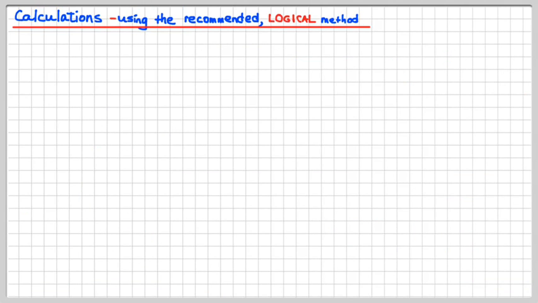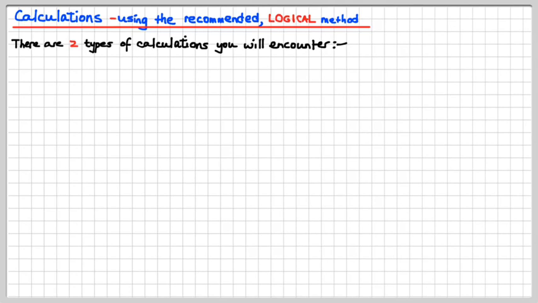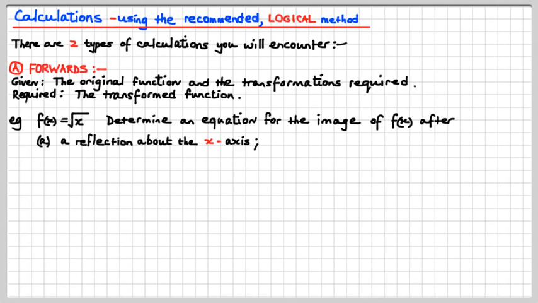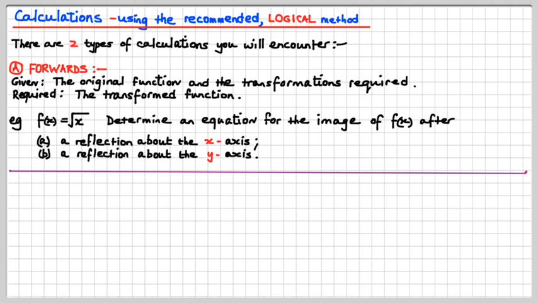Here come some calculations. Now I'm going to do forwards and backwards with my recommended logical method, and then forwards and backwards with the quick cookbook technique. Okay, so here we go. Forwards, in which you are given the original function and the transformations required to do to it, and then you are required to come up with the end result, the transformed function. For example, if f(x) equals root x, determine an equation for the image of f(x) after (a) a reflection about the x-axis, and (b) a reflection about the y-axis.